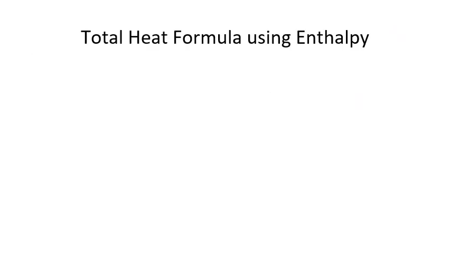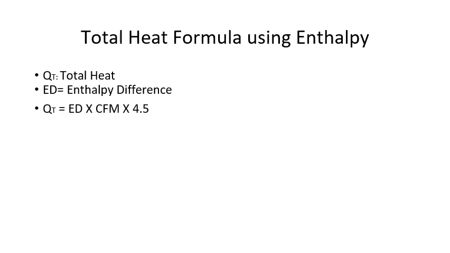Our total heat formula takes on the same structure as our sensible heat and latent heat formulas. We're looking for our total heat, which is QT in this example, and we need our enthalpy difference this time. So here's the formula. Total heat equals enthalpy difference times CFM times 4.5. And just like the other formulas, that 4.5 is a new constant that will always be used.